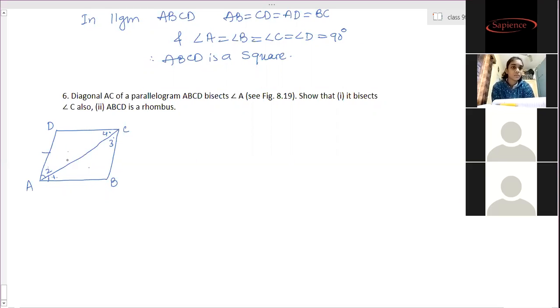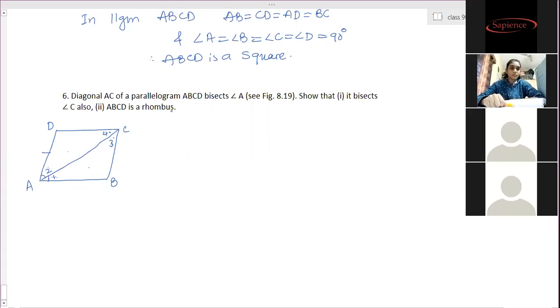Yes, ma'am. Angle 1 is equal to angle 4 because these are alternate interior angles. Angle 2 is equal to angle 3. These are alternate interior angles. But we know angle 1 and angle 2 are equal, it is given. So therefore all 4 angles are equal to each other. So therefore 3 and 4 are equal. Are you able to understand? Yes, ma'am. So therefore AC bisects angle C as well.